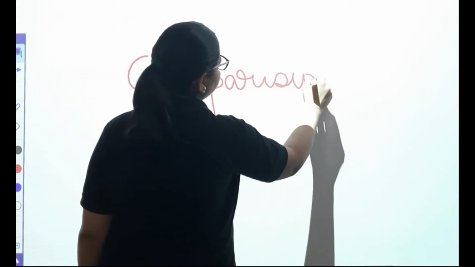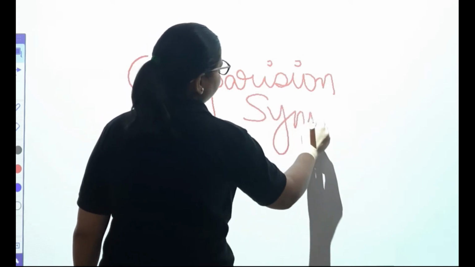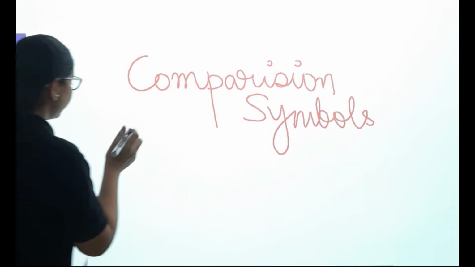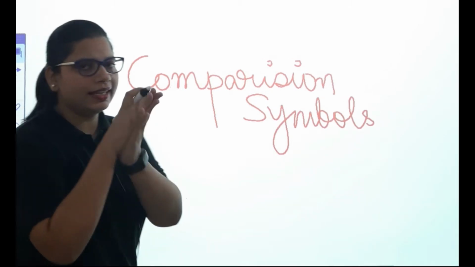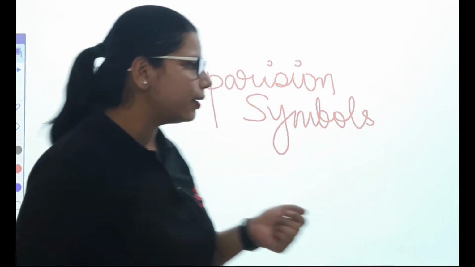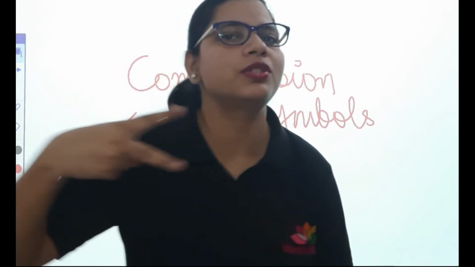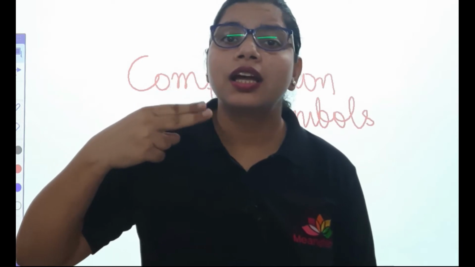Comparison symbols, we can say. Comparison symbols. Okay, so this is like a mouth. You can say a mouth of an alligator or something, or the scissor only. Scissor in the position to just cut something. Okay, and scissor cuts.